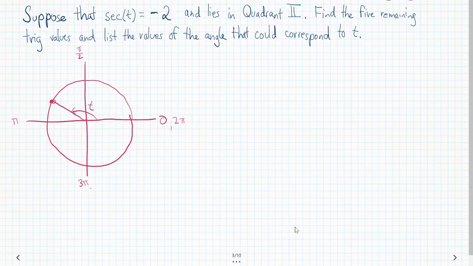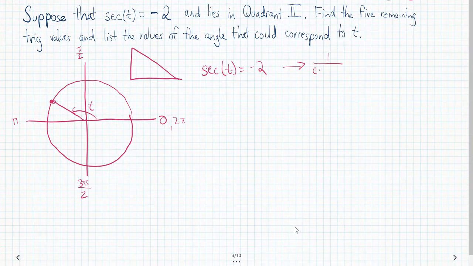You'll get 3 pi over 2 down below, things like that. And we know that secant of t equals -2. So let's not worry about the negative just yet. Let's just make a triangle such that this happens. Remember, this means 1 over cosine of t equals -2. Actually, we can kind of solve real quick for one of them.